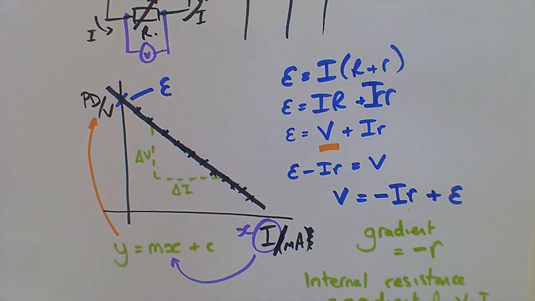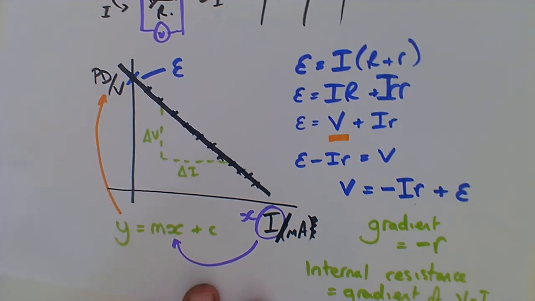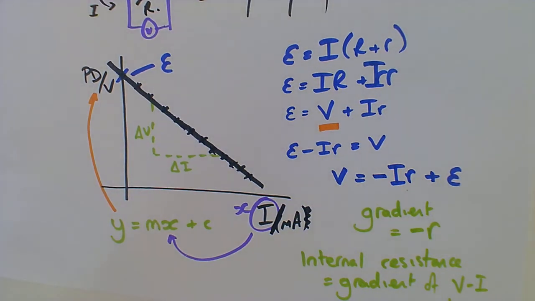The graph from the practical: we change the current, and we measure the terminal PD. As the current goes up, the terminal PD goes down, because of the lost volts, and the gradient of it is negative R, and the y-intercept is epsilon. Okay? So all that's left to do now is to smash a couple of questions, make sure you've got the concept, and work it from there.